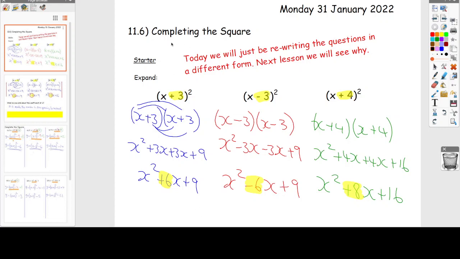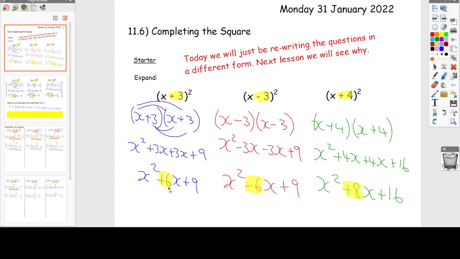In today's lesson, we were starting to take a look at completing the square. And to start with, this was just a little starter, in order for us to establish a pattern. So when we have (x + 3) all squared, that means (x + 3) times (x + 3). Do the four clauses, you get x squared + 3x + 3x + 9, which gives us x squared + 6x + 9. Now we did this 3 times.